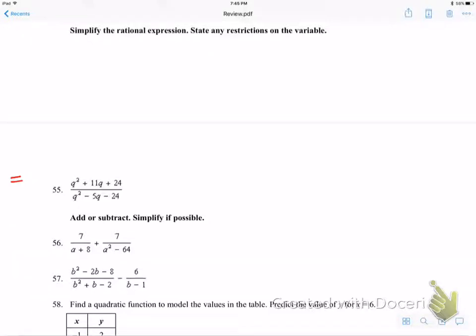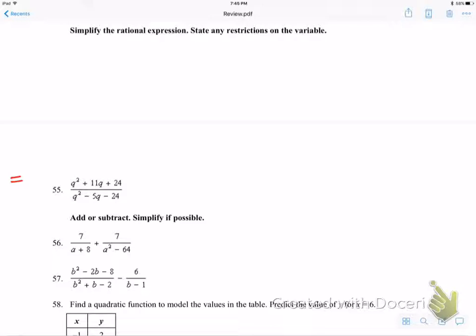For 57, we're subtracting two rational expressions, and if we want to subtract, we have to have common denominators as well. So I can see that these again are not the same. This one I can't factor, but this one I can. So let's see what that one's made of.